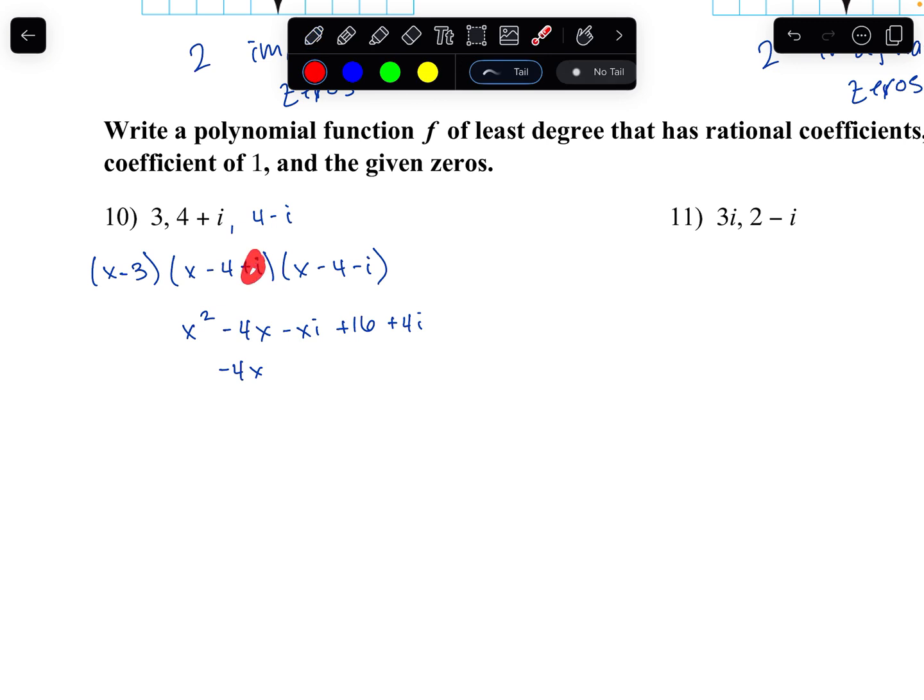Okay, now on to this last one. So i times x is going to be positive xi, and I already have a negative xi from before, so those are going to cancel. And then i times negative 4 is negative 4i, but I already have a positive 4i, so those are going to cancel. And then positive i and negative i is going to become negative i squared. And I'm going to put that underneath the 16, and I'll show you why in just a bit.